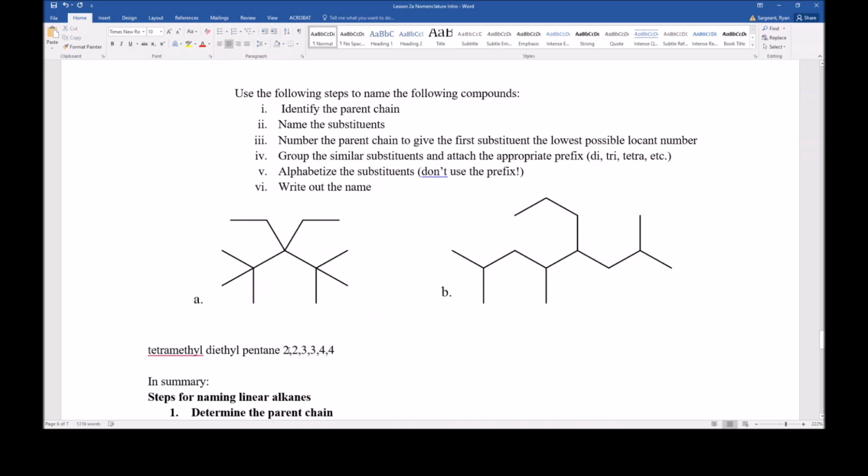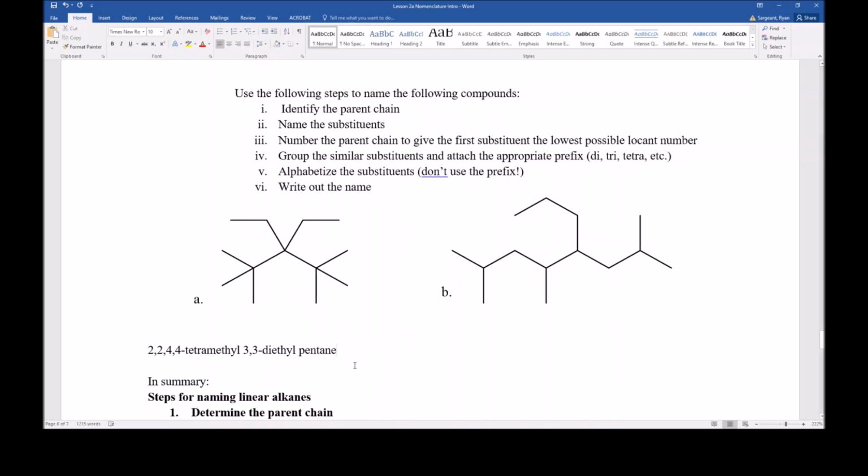All right, now I need to take those 6 numbers and divvy them out across these 2 substituents. The methyl groups are coming off at the 2 and the 2 and the 4 and the 4 position. And the ethyl groups are both coming off at the 3 positions.